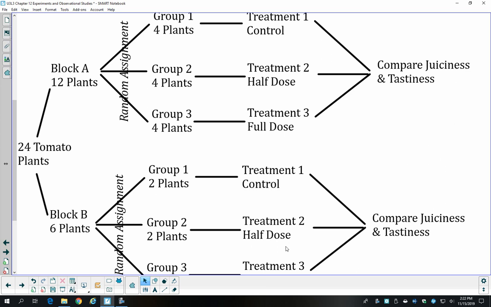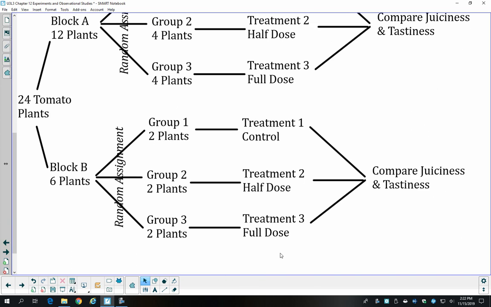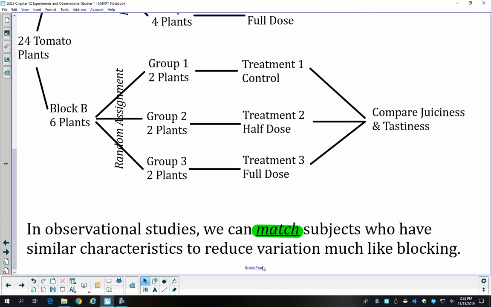And what this does is it eliminates the possibility that the store where you purchase your tomatoes from has some sort of effect on the juiciness and tastiness of your tomato. We could do something similar in observational studies where we match subjects who might have a similar characteristic to reduce some type of variation.